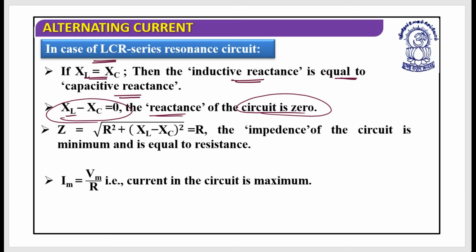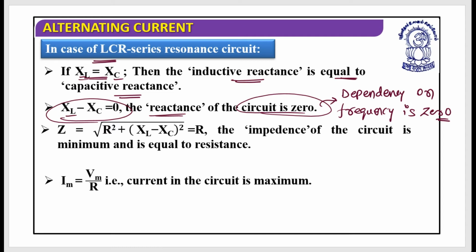And when I say the reactance of the circuit is 0, that means there is no dependency on frequency, because only XL and XC were the components which depend on the frequency. In an inductor, if frequency increases, inductive reactance increases. In a capacitor, if frequency increases, the capacitive reactance decreases. But here, as XL and XC are equal, or XL minus XC equals 0, the dependency on frequency is over.